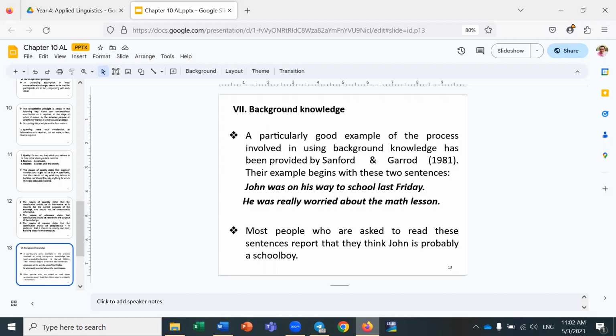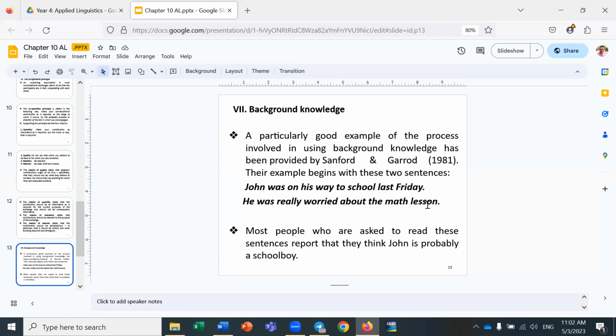So let's see here. A particularly good example of the process involved in using background knowledge has been provided by Sanford and Garrett, 1981. Their example begins with these two sentences. John was on his way to school last Friday. He was really worried about the math lesson.